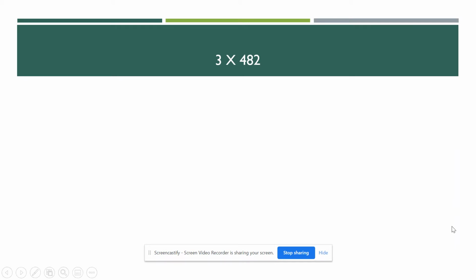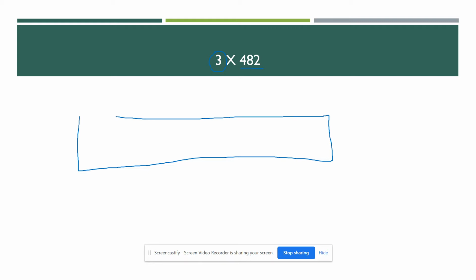For our first problem, we are going to be solving 3 times 482. I am going to use an area model or a box in order to do this. So grab my pen tool. Now I am multiplying a 1-digit number by a 3-digit number. So that means that the box I'm going to draw is going to have 1 row and it is going to have 3 columns. So it is set up like so.